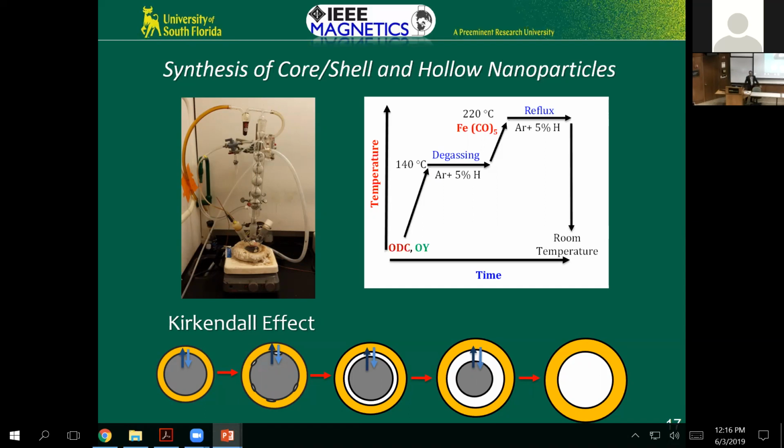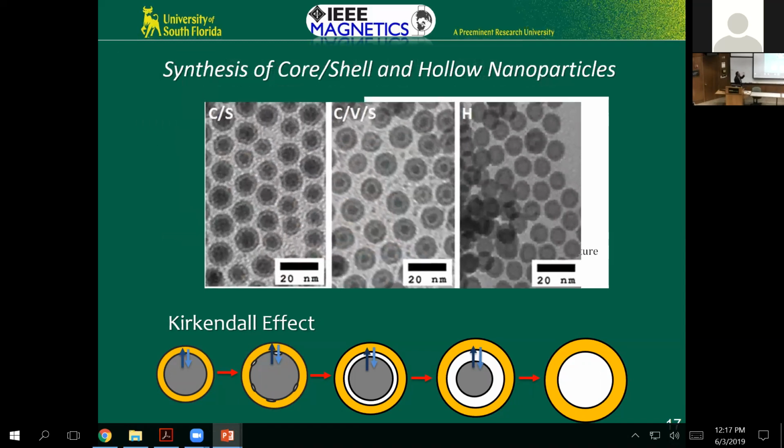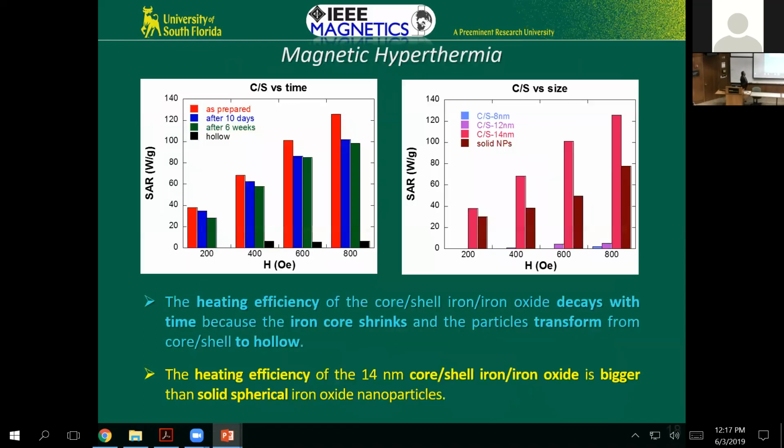But unfortunately, this is a problem for hyperthermia, because as a function of time, your system is changing and the magnetization is changing. So it's not very reliable. So we did some studies on this, and we can actually follow the whole process. These are TEM images, and we did the magnetization dynamics to study how the magnetization evolves. But let me show you the data here. I'm going to show you the SAR data as histograms here for easy comparison. Let's look at the right-hand side here.